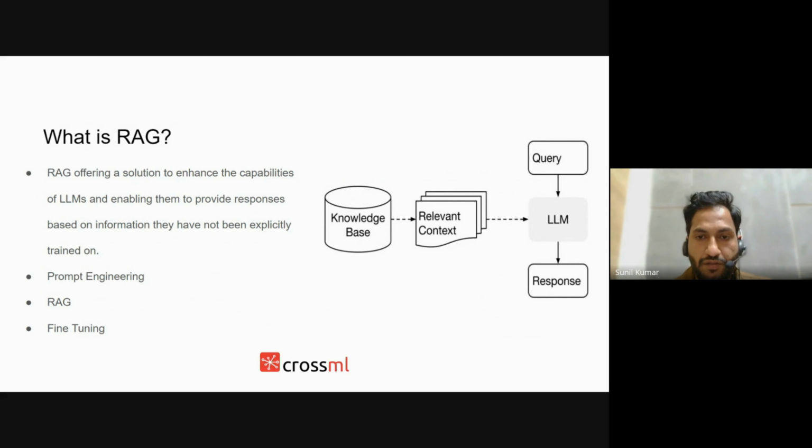So suppose whenever we ask a question like, what is the revenue of our company this year, this information is not available in the knowledge of our LLM, which was trained on a previous data set. So we need to create a kind of knowledge base, or you can say a database, from which it can take this type of information and get a response relevant to our query.